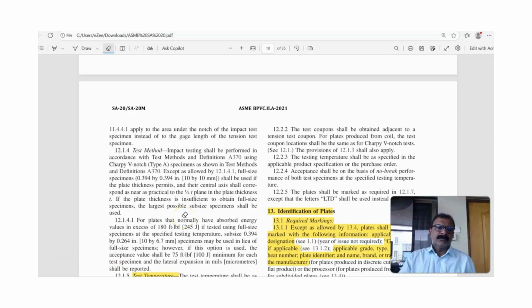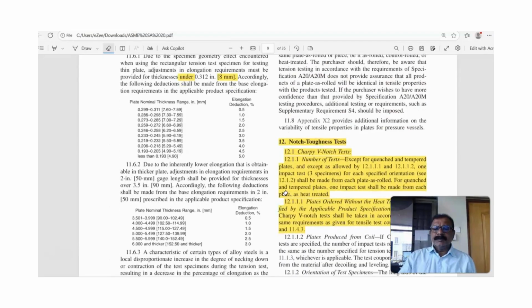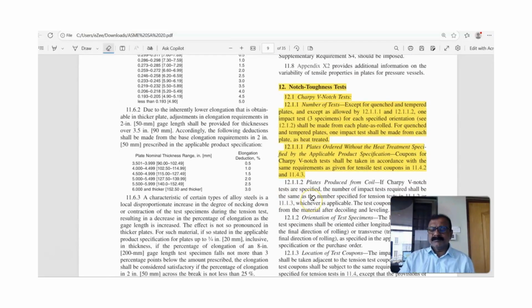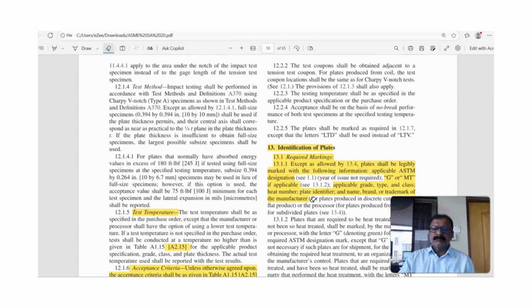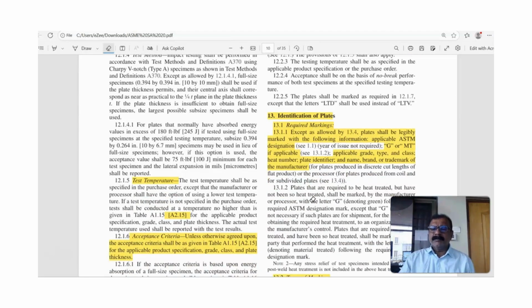Welcome back to the last part of essay 2.0. In the last video we completed up to the notch toughness test. Today we will start from identification of plates, how plates are marked.